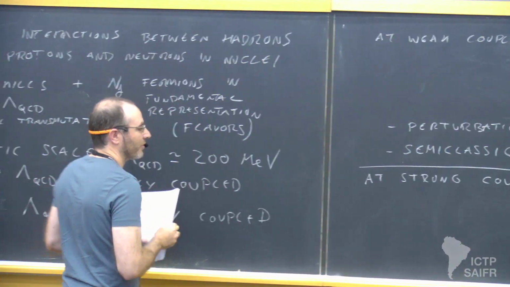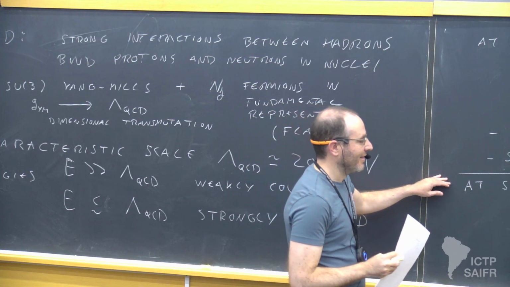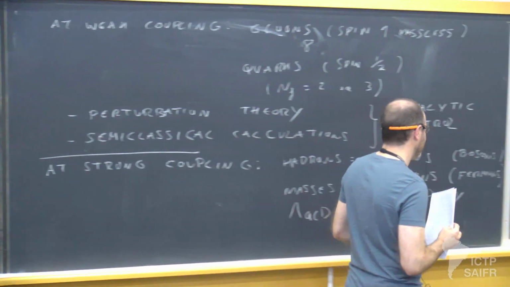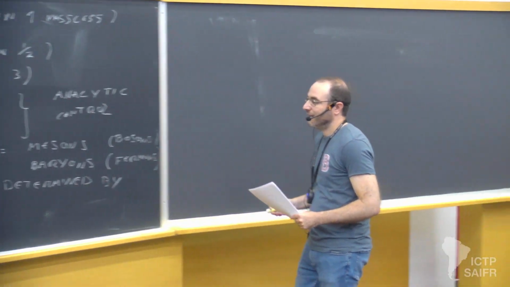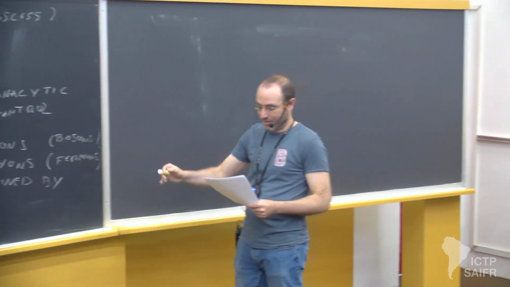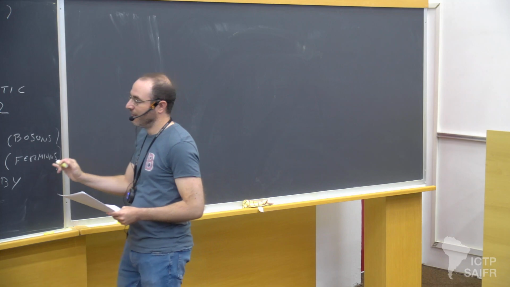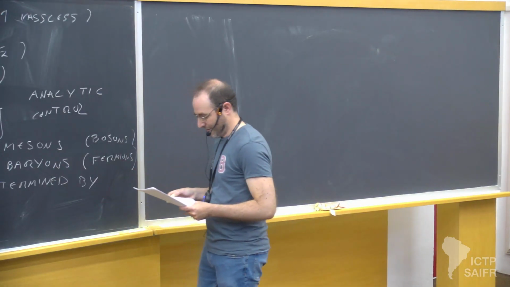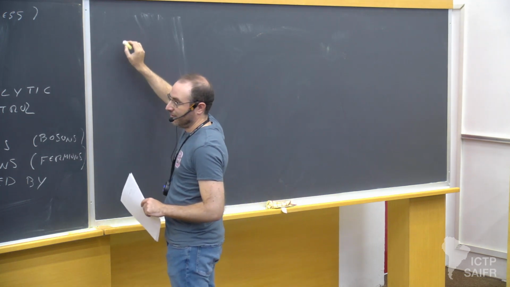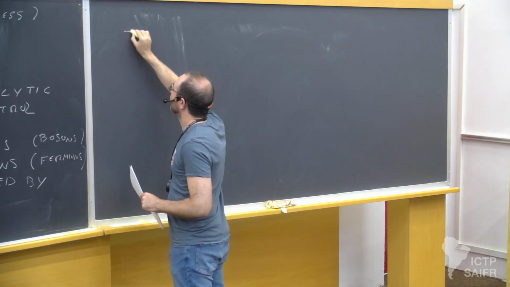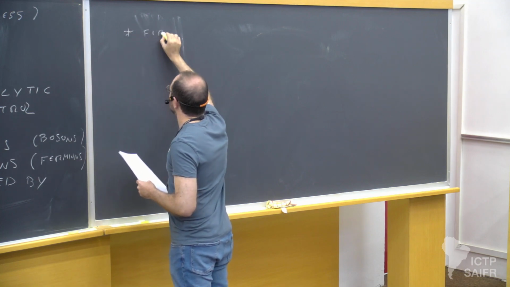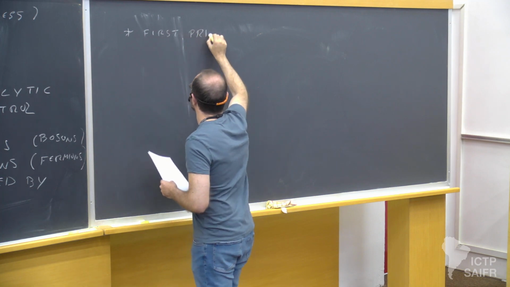Now, we don't have, in this case, a weakly coupled theory that we can use to describe this, as we do here using perturbation theory. But we have some techniques that we can apply to the strongly coupled QCD theory to compute observables. So we can have the following first principles methods.